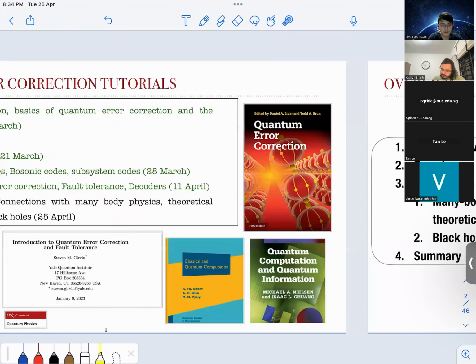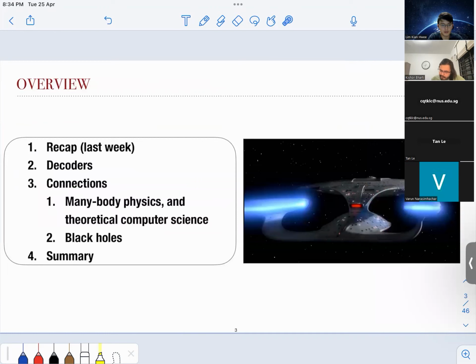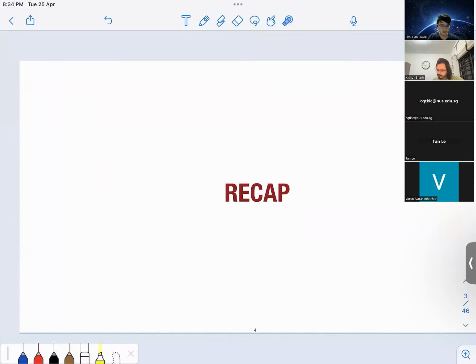Okay, so this is the overview. I will recap what we discussed last session. Then we will discuss decoders, then connections with many-body physics and TCS, and then black holes. And finally, we will summarize.